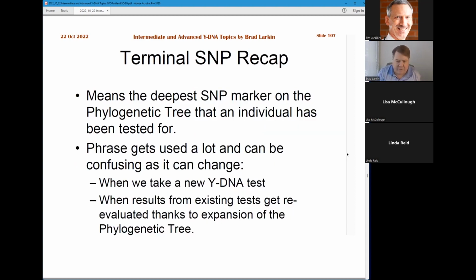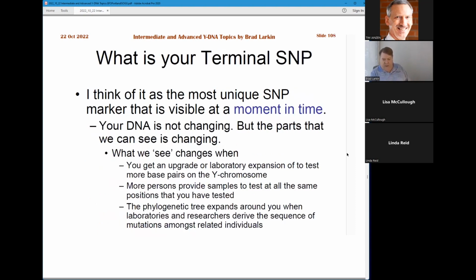That means that's the deepest SNP marker on the tree that an individual has been tested for. It gets used a lot, but it can be confusing when it changes. It can change when we take a new YDNA test and we get more markers tested. It can be changed when results from existing tests get reevaluated thanks to expansion of the phylogenetic tree, meaning other people get tested. I think of it as the most unique SNP marker that's visible at a moment in time.